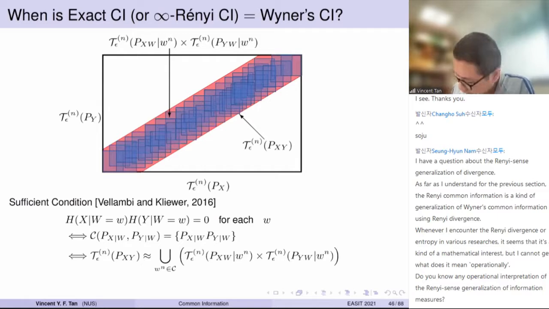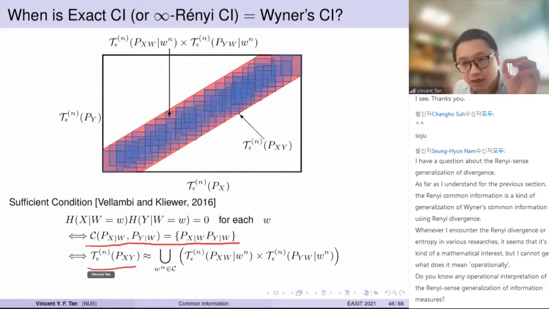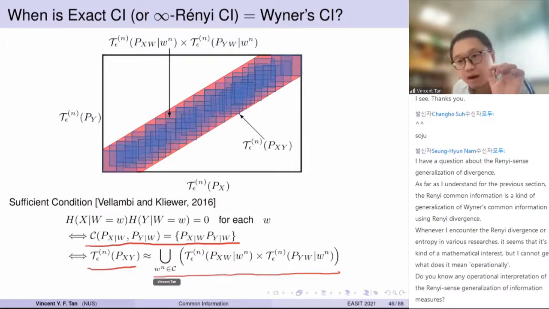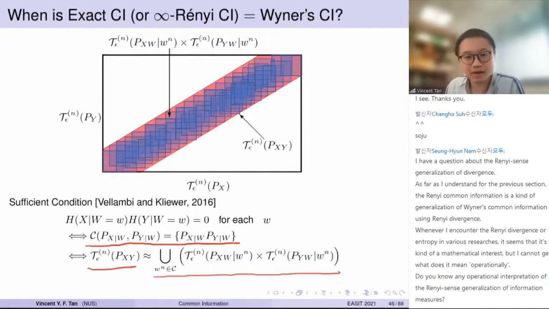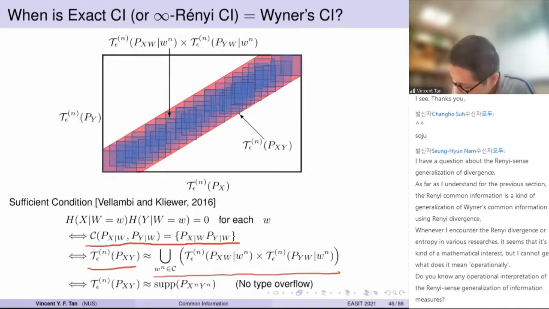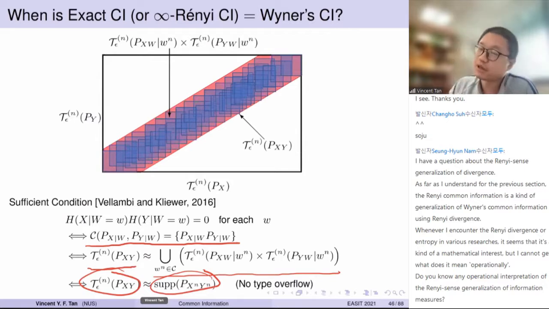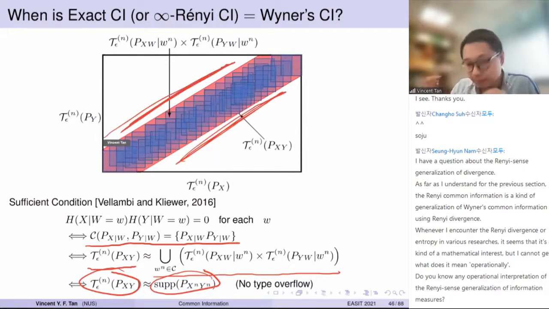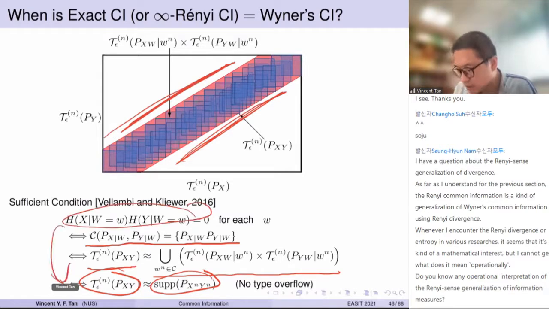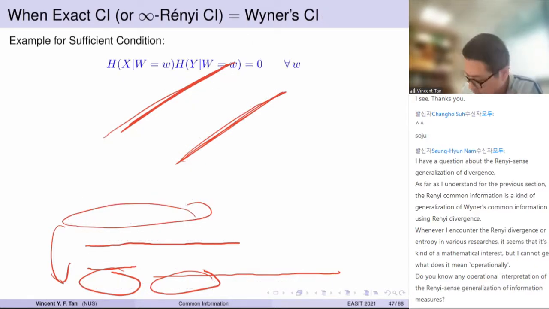This means that the coupling set between these two conditional distributions is a singleton, which means that the typical set of the joint distribution is almost the same as the union of the products of the marginals of these conditional typical sets. So the support is almost the same as the jointly typical set, and there is no more type overflow. So under this condition, with no type overflow, they are equal. Do we have an example?